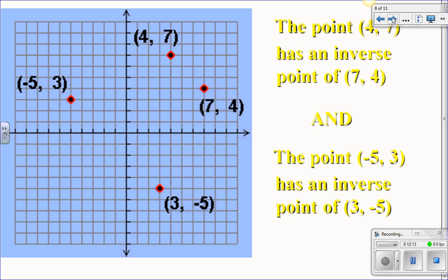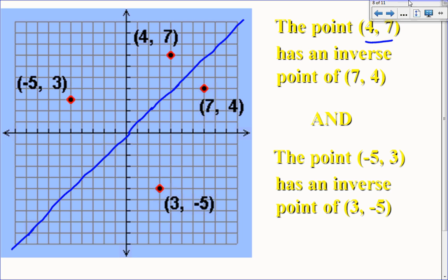Okay. And here's another example of that. So if we have the y equals x line, something like that. Okay, so if we have that y equals x line, again, say in the original function, we have the point 4, 7, this point here.